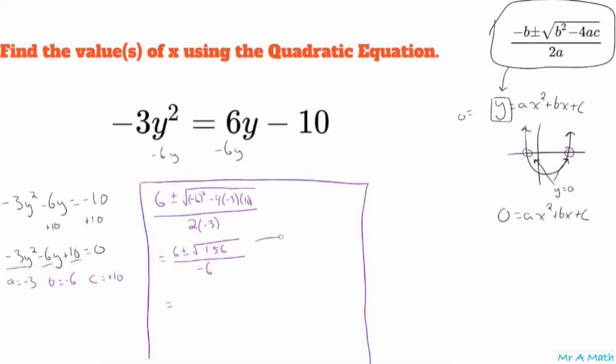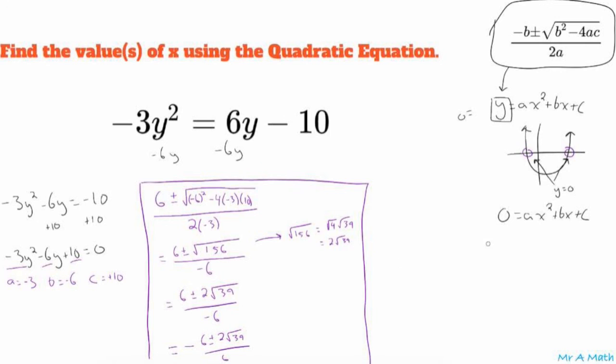So if you figure out that the square root of 156 is really just the square root of 4 times the square root of 39, which is actually just 2 times the square root of 39, then we can rewrite this as 6 plus or minus 2 times the square root of 39 over negative 6. Well, right away, I recognize that I have a negative in the denominator here. I can just rewrite this as negative 6 plus or minus 2 square root of 39 over 6.